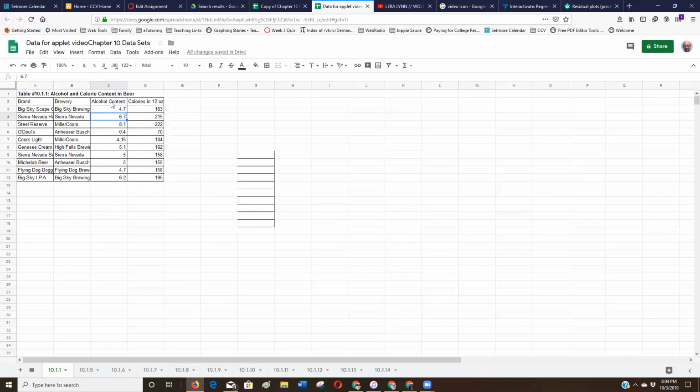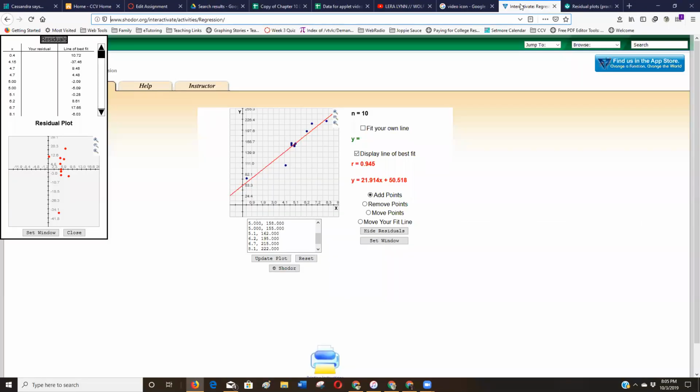The other question that I have is we've got to decide what's the explanatory variable and what's the response variable. I think calories can be explained by the alcohol content, right? The higher the alcohol content, probably the more calories in the beer. So I'm just going to select that. I'm going to let this be my x variable. And I'm pretty sure to use this applet, you want your x variable on the left, your y variable on the right, explanatory on the left, response on the right. And you want them in columns or it won't understand it. So I'm going to copy and paste those into that applet.